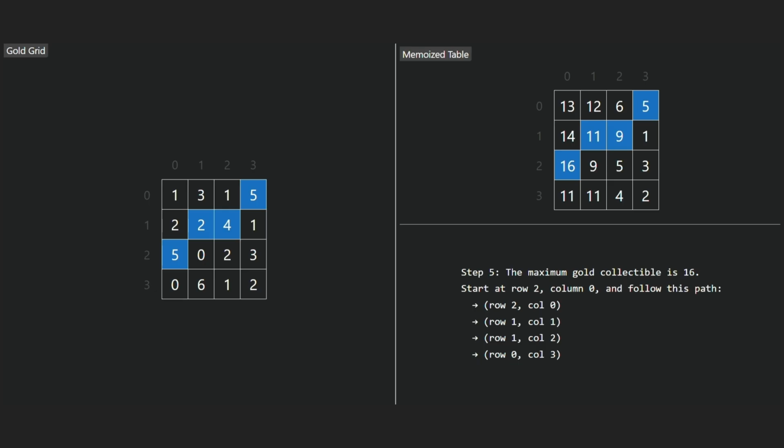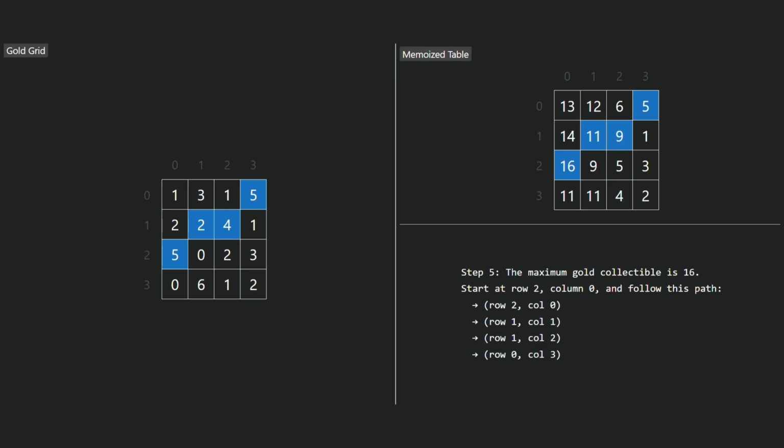Tracing the optimal path, starting from 2, 0, we collected grid at 2 cross 0 equals 5. From there, we move right down, right, or right up in column 1, whichever memoized table value was chosen. In this case, memoized table at 1 cross 1 equals 11 matched the best next step. So we go to 1, 1, and add grid at 1 cross 1 equals 2.